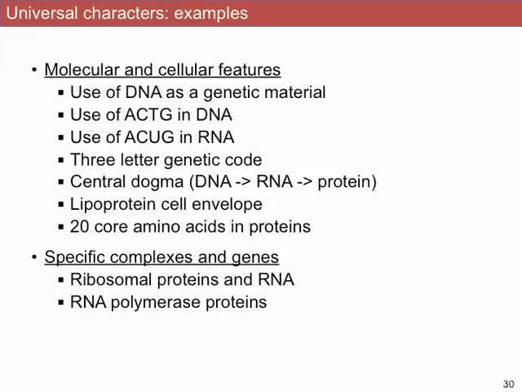If we compare molecular and cellular features like this, as well as specific cellular complexes and genes, we find a large number of what could be called universal characters, like the use of DNA as a genetic material, the use of A, C, T, and G bases in DNA, and A, U, C, G bases in RNA, the 3-letter code, the central dogma, the fact that all cells are surrounded by a lipoprotein cell envelope, that all cells utilize 20 core amino acids in their proteins, and even if you look in more detail, the actual structures of some of these cellular complexes, like the machine that carries out translation, are basically identical, universal and identical between taxa.